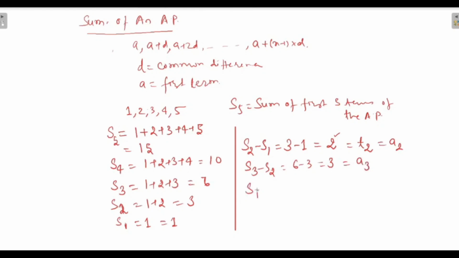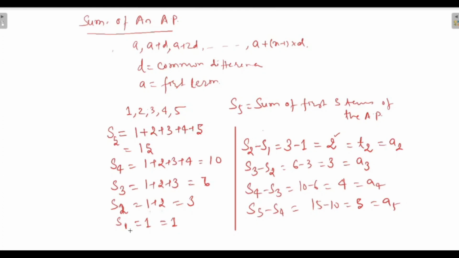S4 minus S3, if I do, 10 minus 6, I'll get 4, which is nothing but A4. And S5 minus S4 will give me 15 minus 10, which will be 5, which is nothing but A5. So if somehow you have been given the sum up to second term, it means that it is a summation of the first and second term.